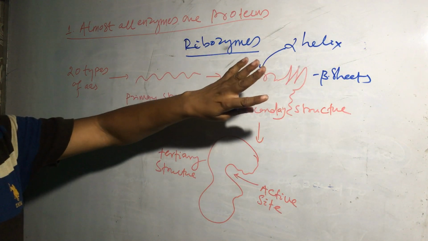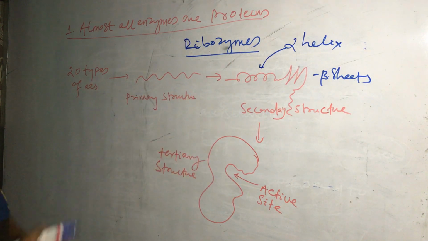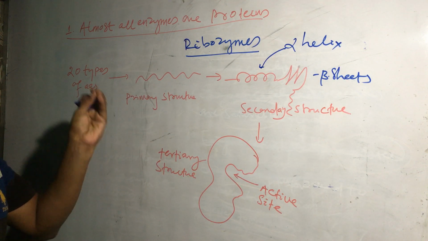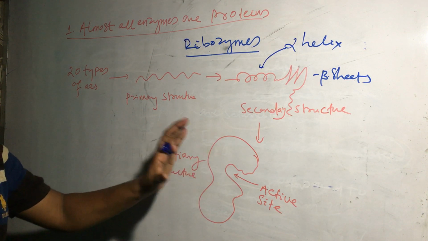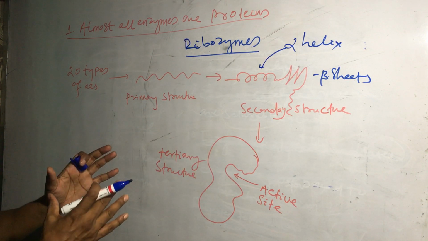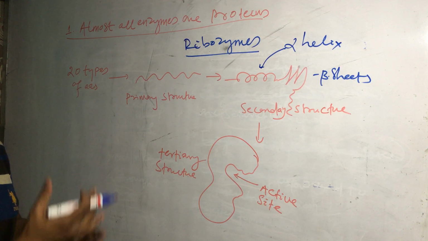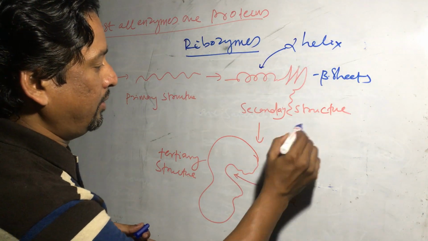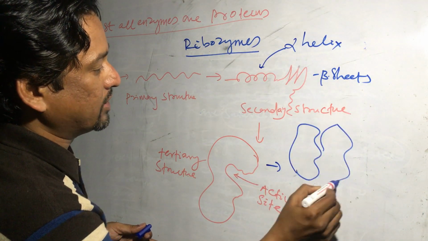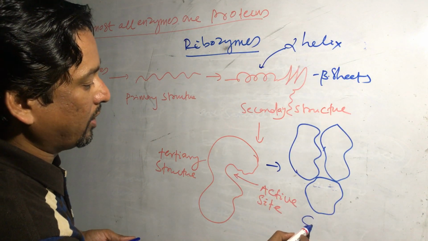This secondary structure again interacts with itself to give the tertiary structure. If the protein has a single polypeptide chain, it will form a tertiary structure. But if it is formed out of multiple polypeptide chains, in other words, if it is a multi-subunit enzyme, it can have several subunits joined together. So they can form quaternary structures.